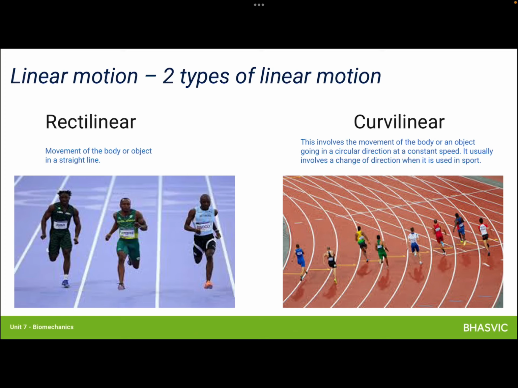This is rectilinear motion. The other linear motion is curvilinear, and this involves the movement of the body or an object going in a circular direction at a constant speed. It usually involves a change of direction when it is used in sport. For example, a 200-meter sprint around the curve at the end of the track is curvilinear because your body is rotating along an arc.